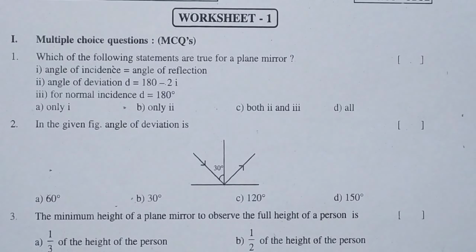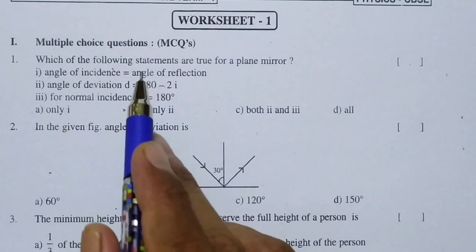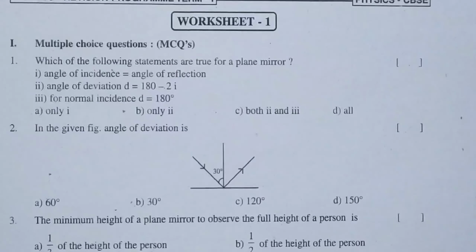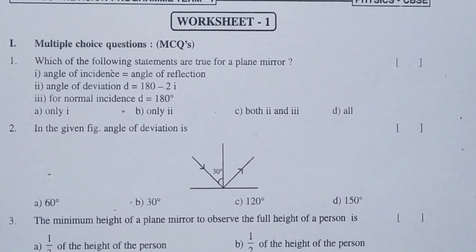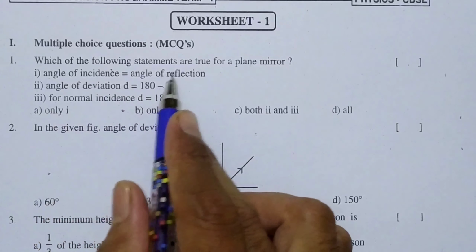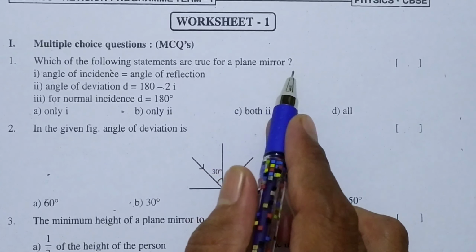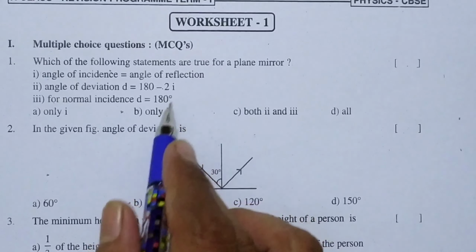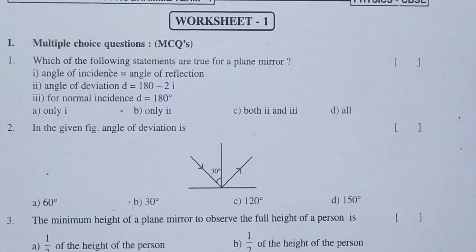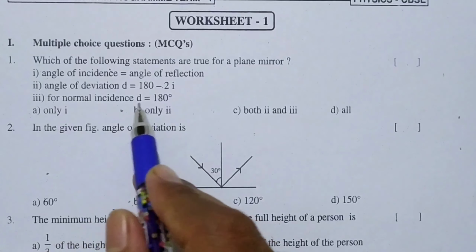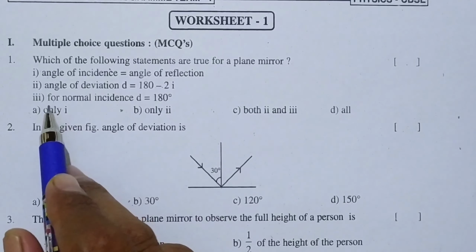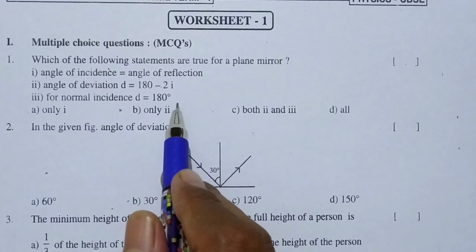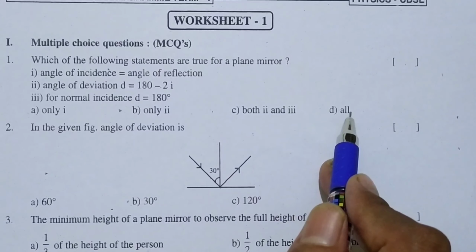Now we see chapter 1, light and reflection, worksheet 1. The first question is, which of the following statements are true for a plane mirror? First one, angle of incidence is equal to angle of reflection. Angle of deviation D is equal to 180 minus 2i. Third one, for normal incidence, angle D is equal to 180 degrees. There are 4 options given.